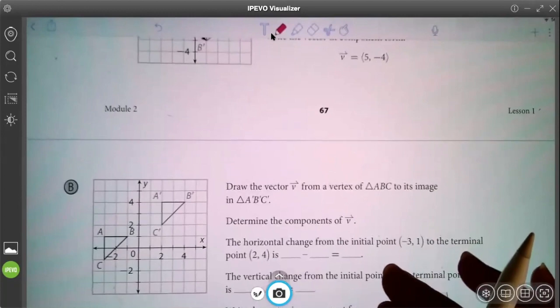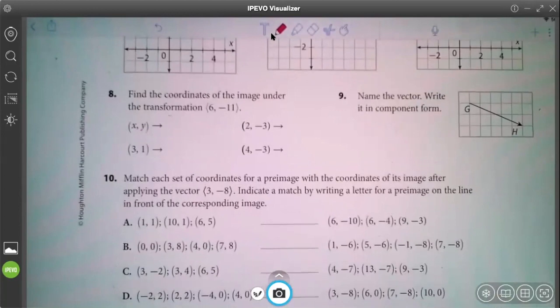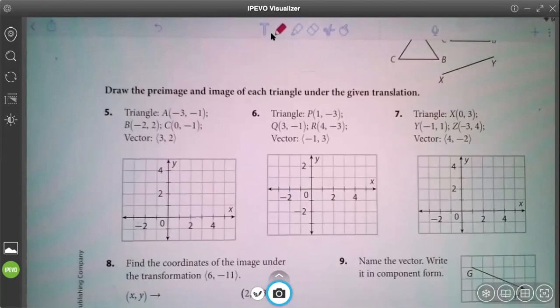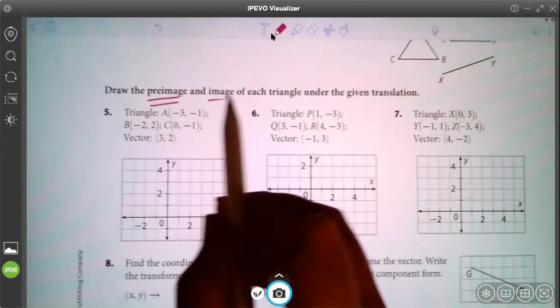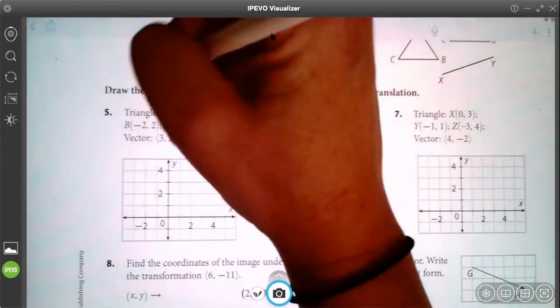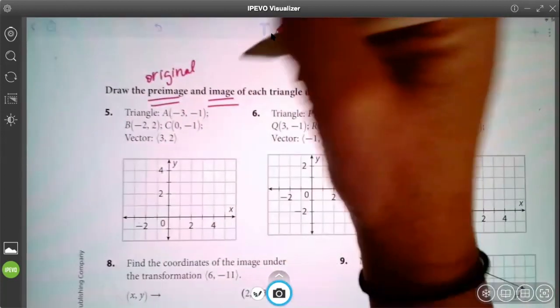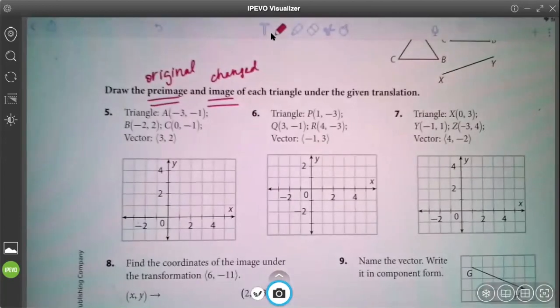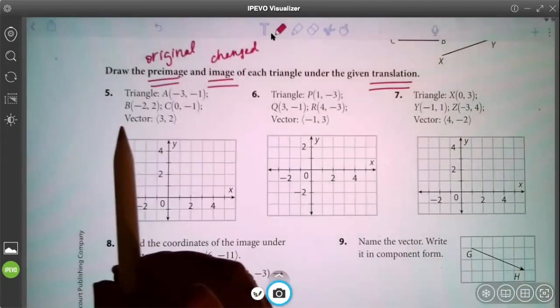So let's kind of review all of the different ways that we have talked about translations. We're going to be on page 69, just using some examples here. We talked about pre-image and image. The pre-image is the original. The image is the changed version after some kind of transformation has been done. One type of translation, which just slides our figure over a certain amount, slides it up and down and left and right, whichever directions. One type of translation is a vector.